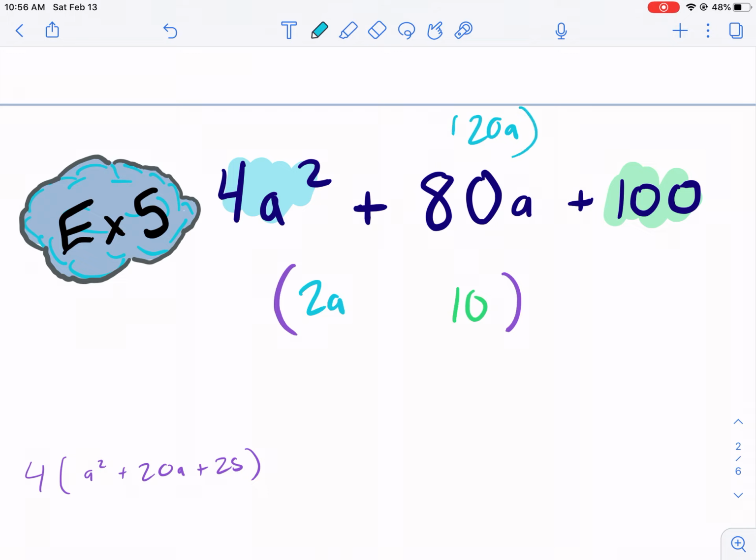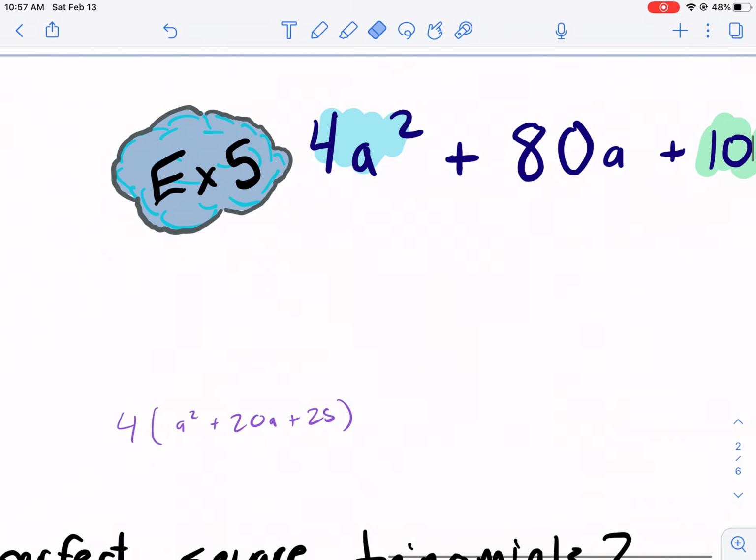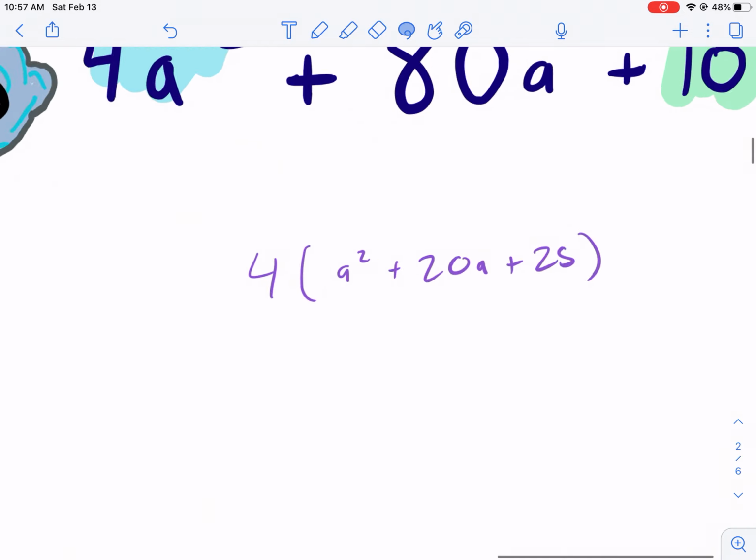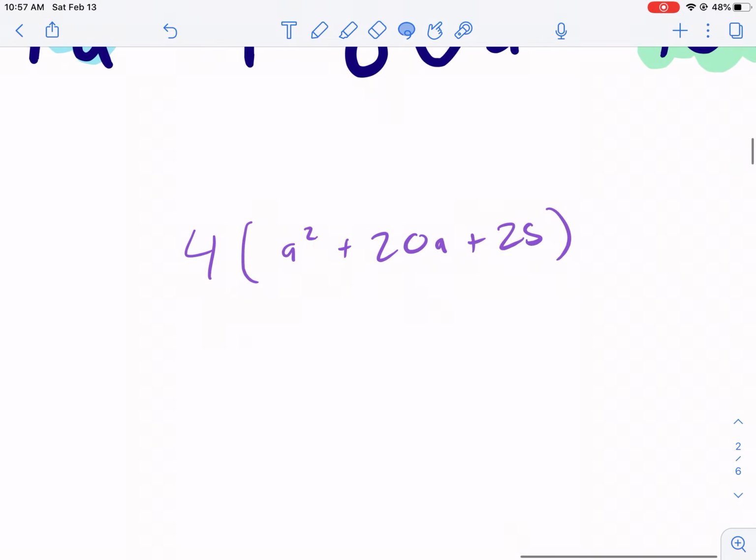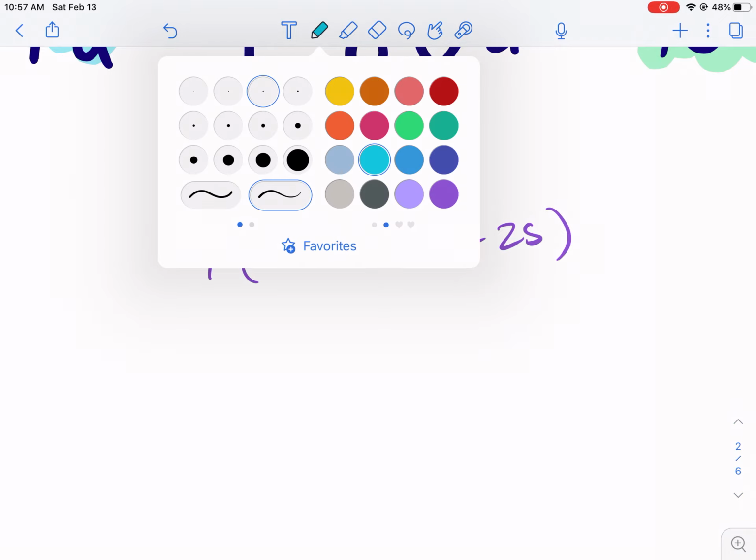If I double this, I don't get 80a. So this by itself is not a perfect square trinomial. We would have to factor it a different way. But if we look at this guy, maybe this one is a perfect square trinomial. So let's try this again.